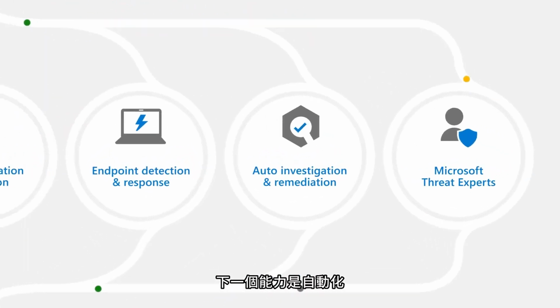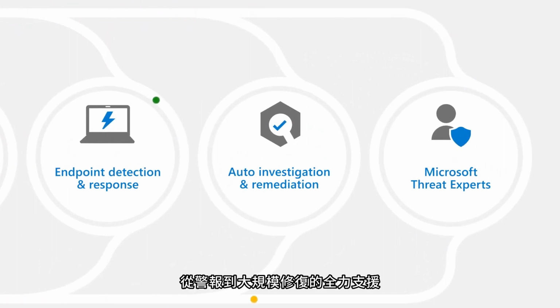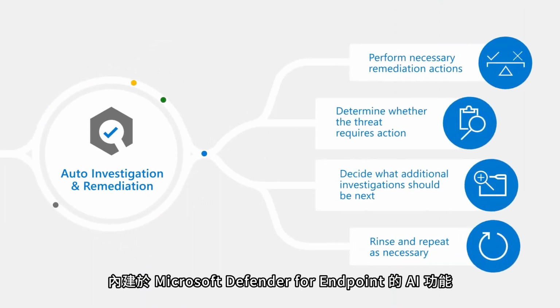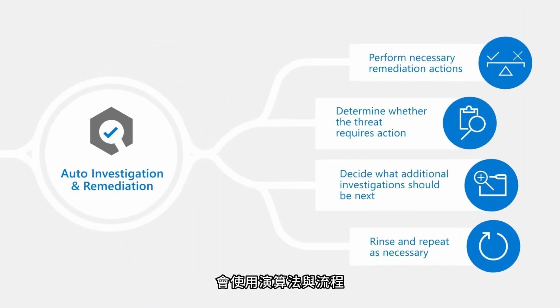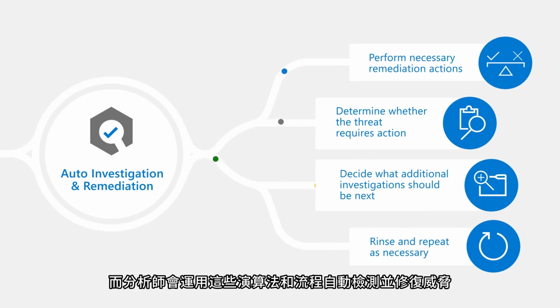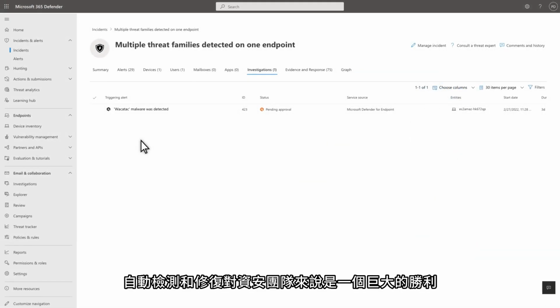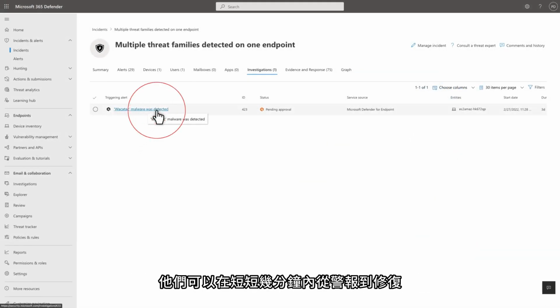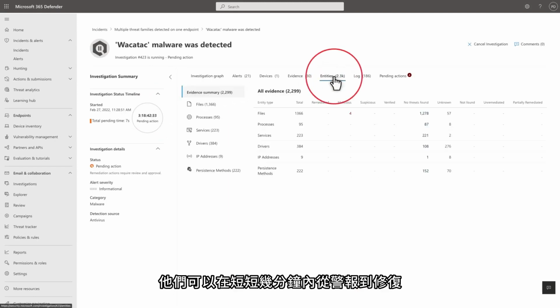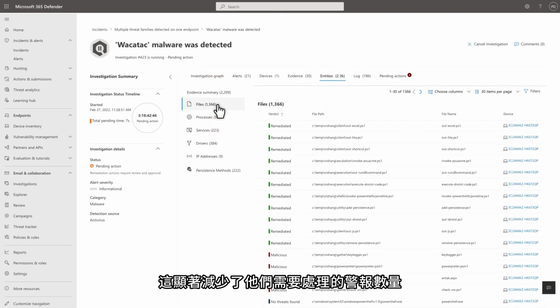The next capability is automation, helping security teams to go from alert to remediation at scale. The artificial intelligence built into Microsoft Defender for Endpoint uses inspection algorithms and processes that an analyst would use to automatically investigate and remediate threats. No break, no vacation. Just high-quality investigations and remediations 24/7. Automated investigation and remediation is a huge win for security teams. They can go from an alert to remediation in just minutes at full scale. It significantly reduces the alerts they have to go after and can focus on more sophisticated threats or high-value activities.